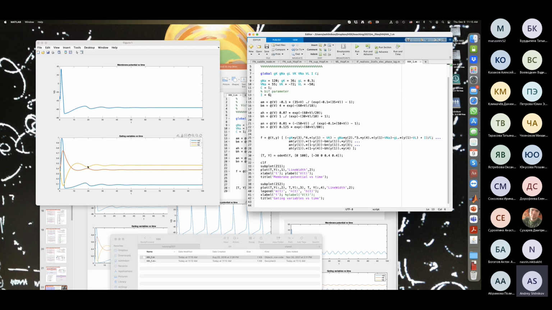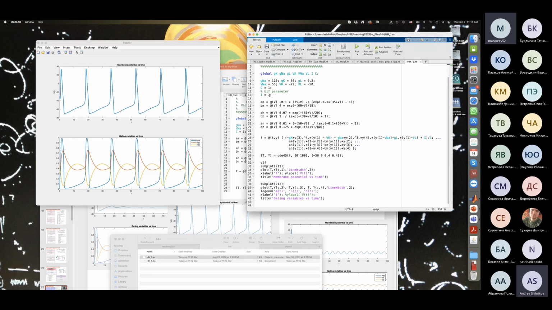Okay, I make it 6. Yeah, I can see the changes now. You can see oscillations, right, converging to the steady state. And I'm going to make it 7. I should see spikes. Okay, what if I do 6.5?